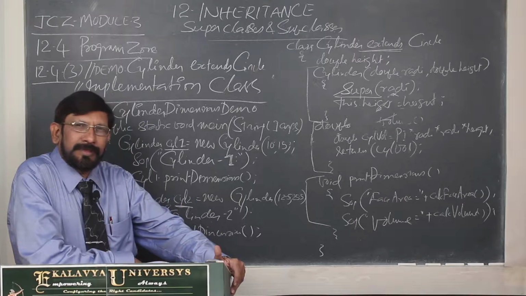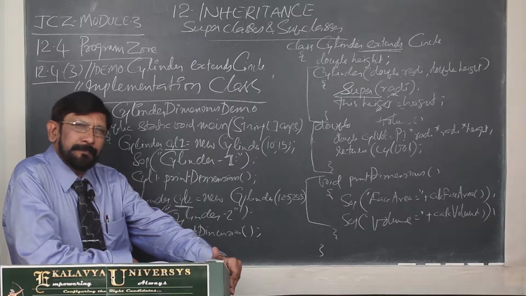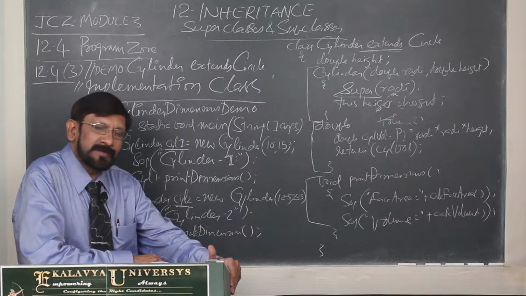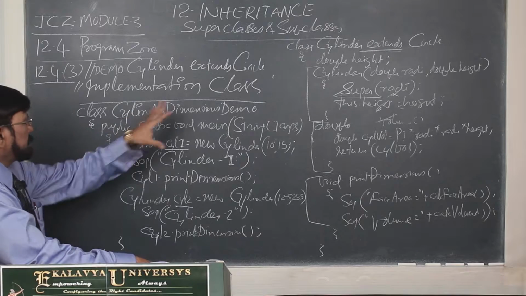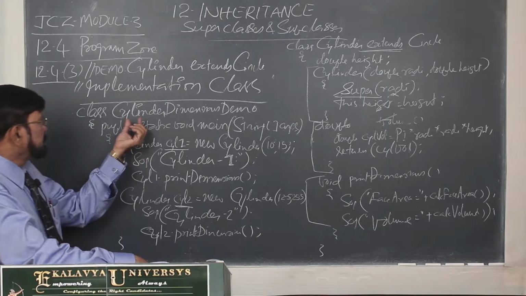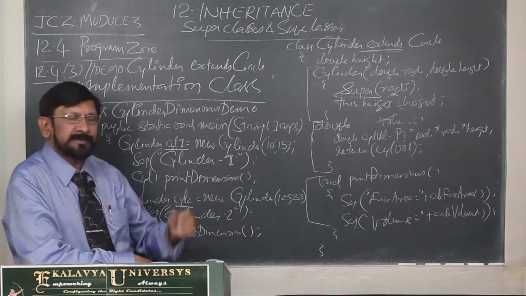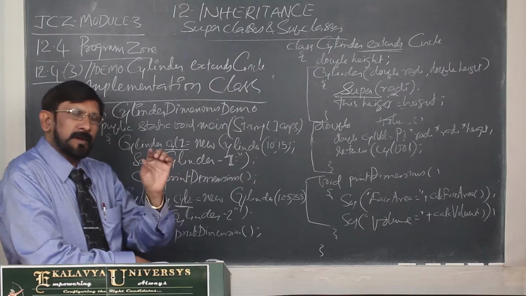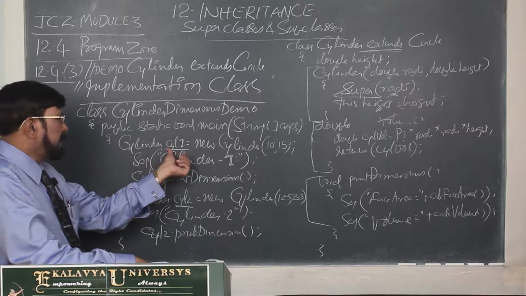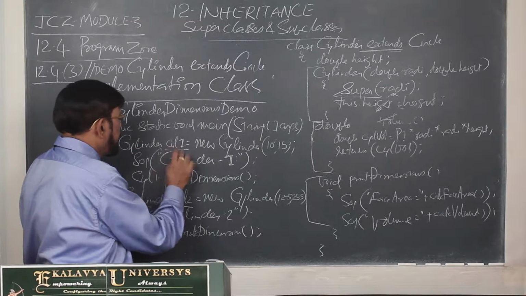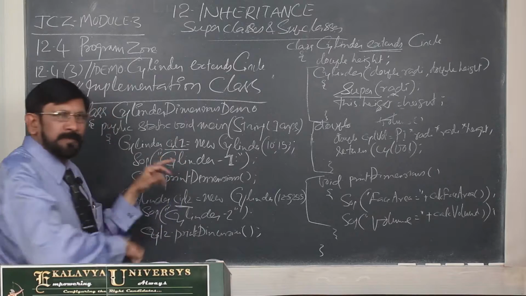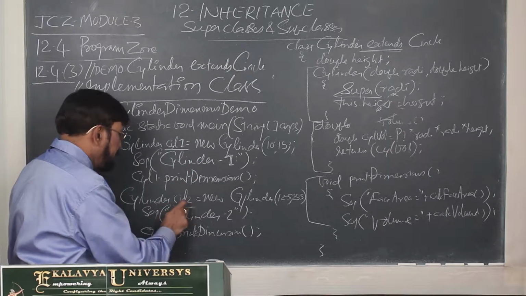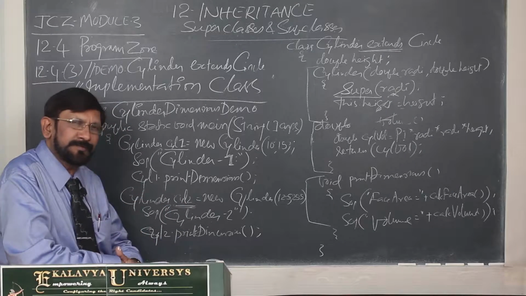Hello friends, after explaining the superclass and subclass blueprint classes, now I am explaining the implementation class. This is the cylinder dimensions demo. In this we create objects for the cylinder class. Now you see, cylinder 1 is object number 1 of the cylinder class, and the second one is cylinder 2, the second object.